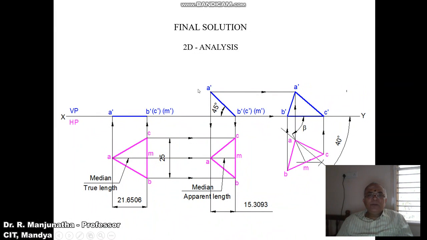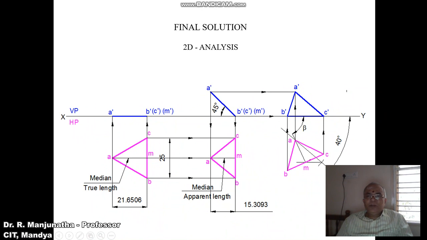Now we need to draw the front view. To do that, draw a horizontal projector from A dash and a vertical projector from A. Both these projectors intersect at this point, and you mark this point as A dash. Then similarly, draw horizontal projectors from B dash and C dash, and draw vertical projectors from B and C to the XY line, and mark these points as B dash and C dash. Then join A dash to B dash to C dash, and C dash to A dash with a dark line.